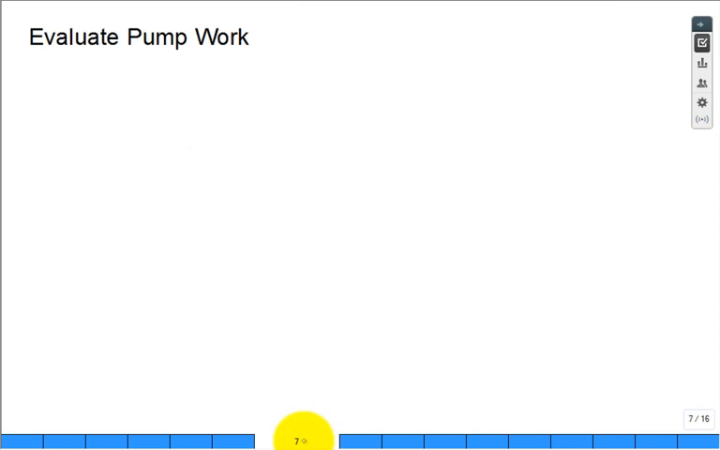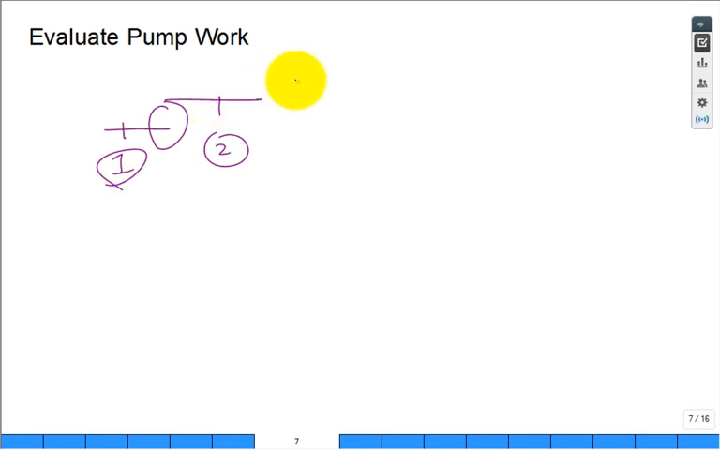All right. Now we want to evaluate the pump work. We talked about this last time. So if I have a pump and I bring it in and I take it out, let's call this state 1 and state 2 for the pump. You can calculate H2 if I was given the final pressure, the outlet pressure of the pump, and if it was reversible, then S2 is equal to S1.